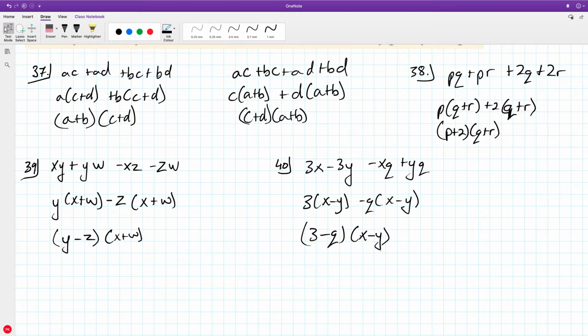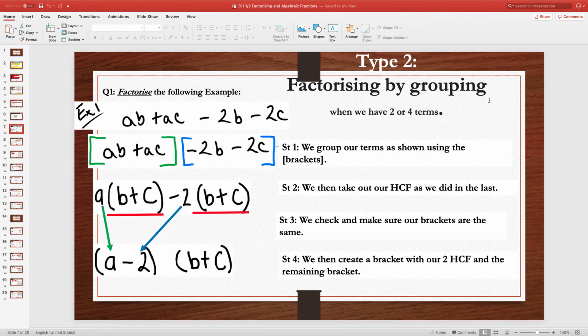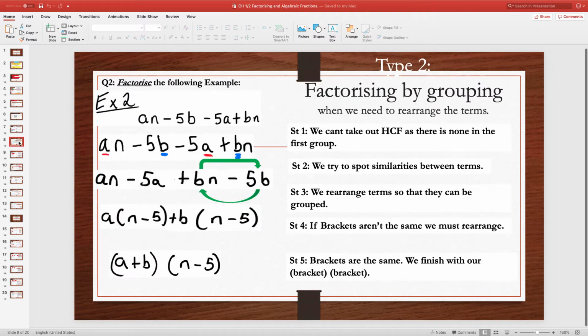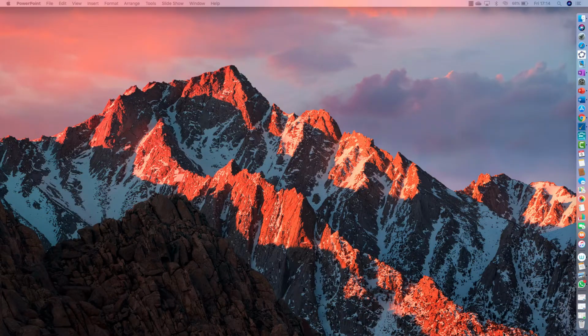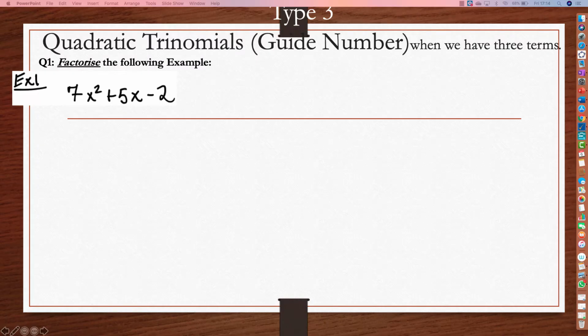Alright, right. They're the first two. We're going to get one more done today. So we're going to get the third type of factorising, which is known as guide number. Right, a couple of teachers teach this a different way. I'm going to teach it this way because you never get it wrong. It's the easiest way to do it without ever getting it wrong.